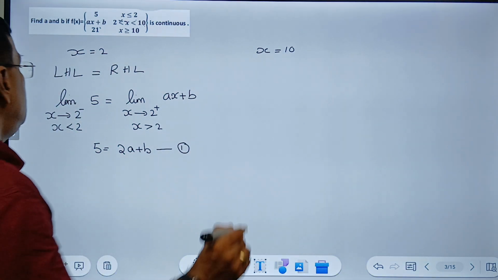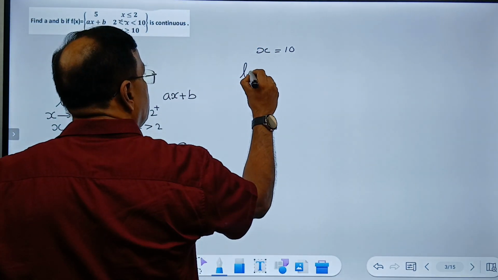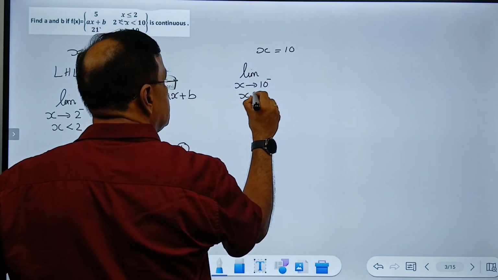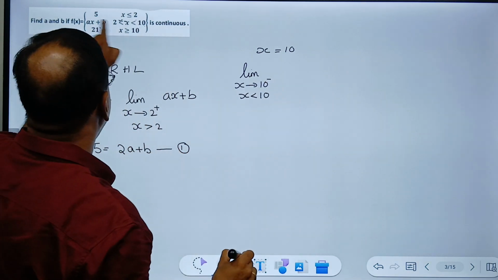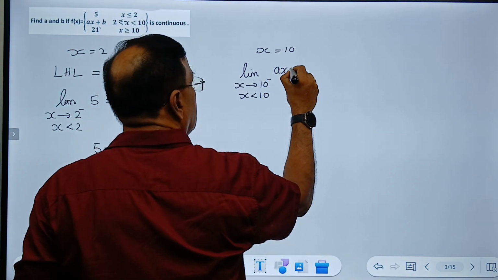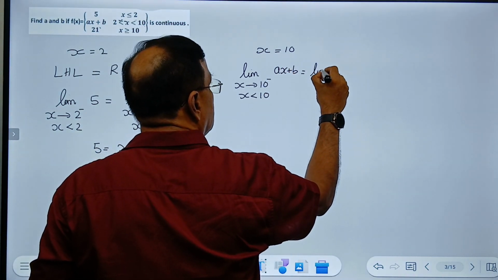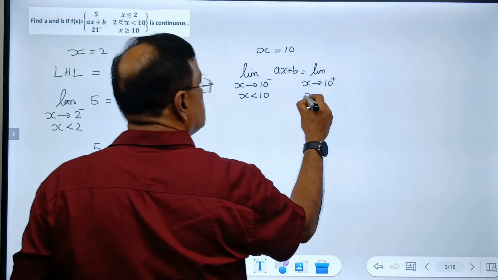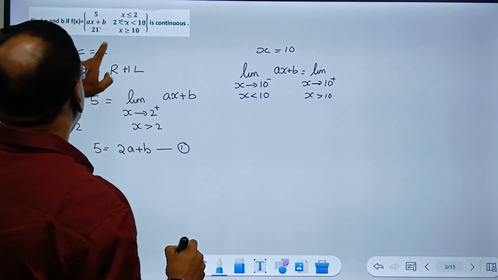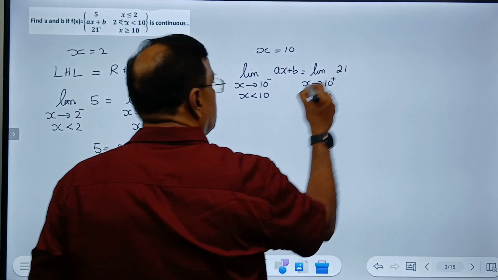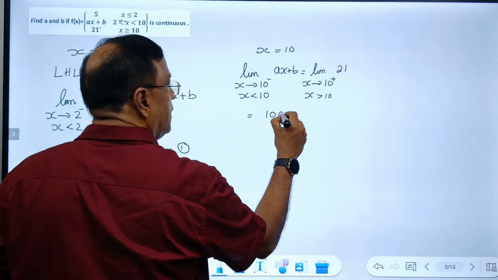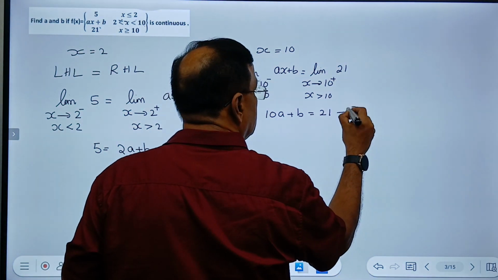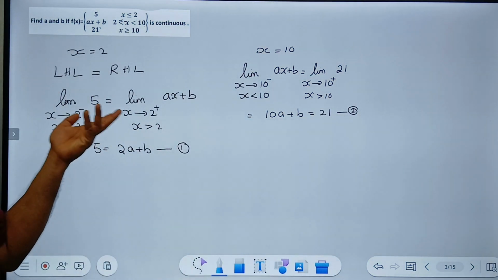Now I'll go for the left hand limit as x approaches 10 minus. 10 minus means x is less than 10. If x is less than 10, the function is ax plus b, and the right hand limit is as x approaches 10 plus. 10 plus means x is greater than 10. If x is greater than 10, I will be using 21. So on direct substitution, I get 10a plus b equal to 21. So I have got two linear equations, and it is very simple to solve them.